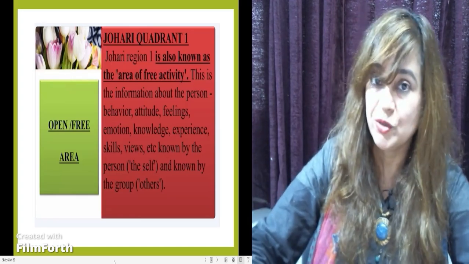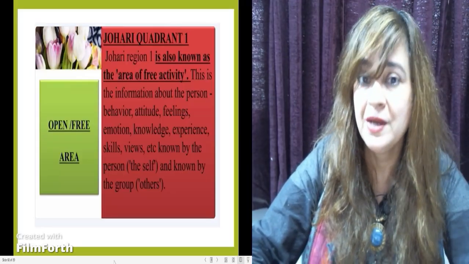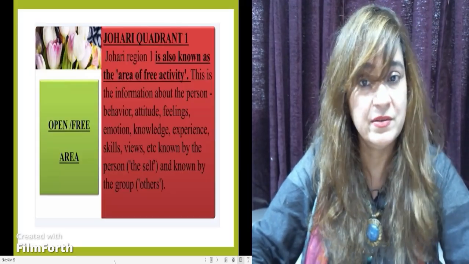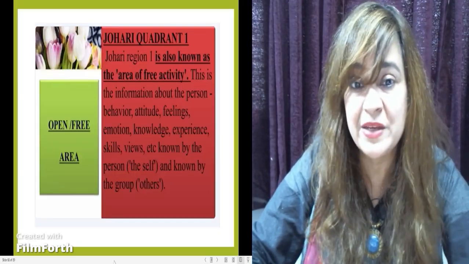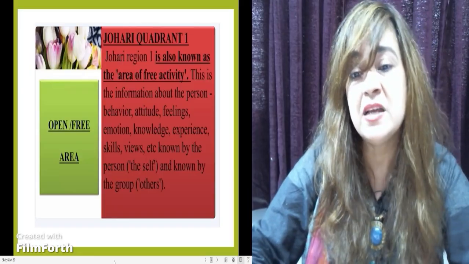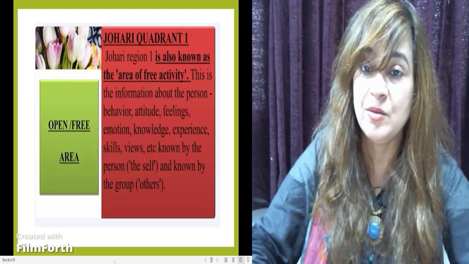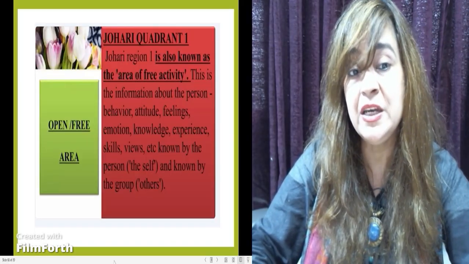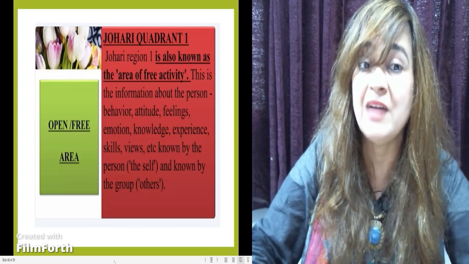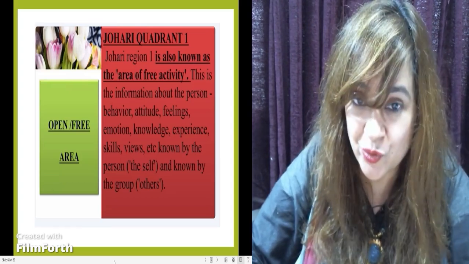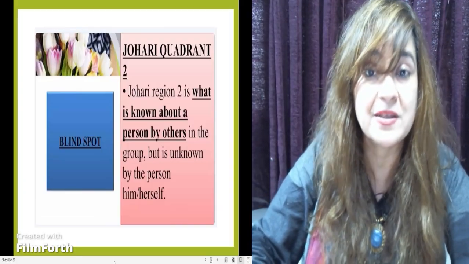What is the open area? Johari quadrant 1 is the open area, free activity, free quadrant. Here, the person is aware of his behaviors, his attitudes, he knows the kind of knowledge he has, his emotional being, all his experiences are known. The self is known, and the self is also known by the others. So others are also aware of you, and we need to extend this area both vertically and horizontally, and we need to reduce the hidden areas. We need to work upon the open area and have better relationships and reveal ourselves more to others, so that we are better understood. This leads to success in the workplace and in personal life.